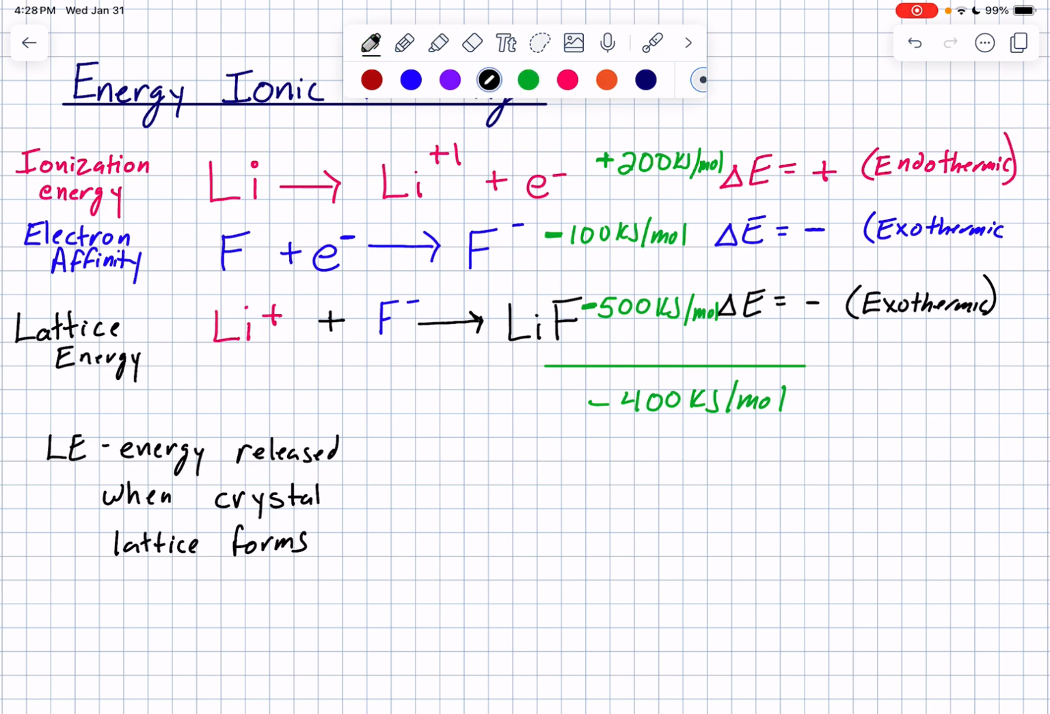And because of this, because of the high attraction of that crystal lattice and how close those ions bond together, it's going to form a solid, it's going to decrease the density, and it's going to release heat. So that energy will be released as heat. It will feel warm. Hopefully this helps you understand the energy involved in forming an ionic compound.